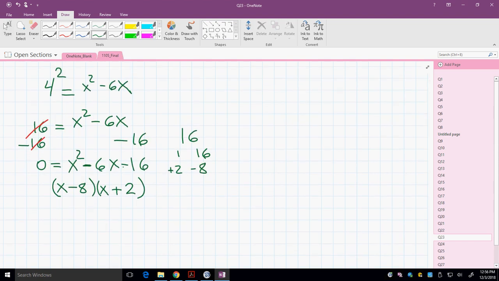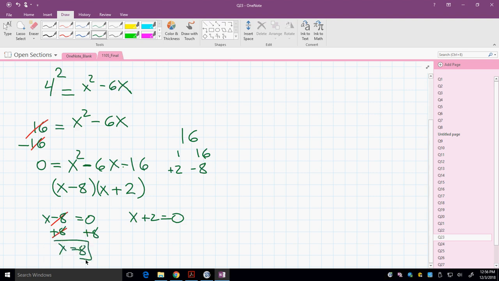So we set each parenthesis equal to 0 and solve for x. Adding 8 to both sides, x equals 8, and subtracting 2, x equals negative 2. And that's it. That is our answer.